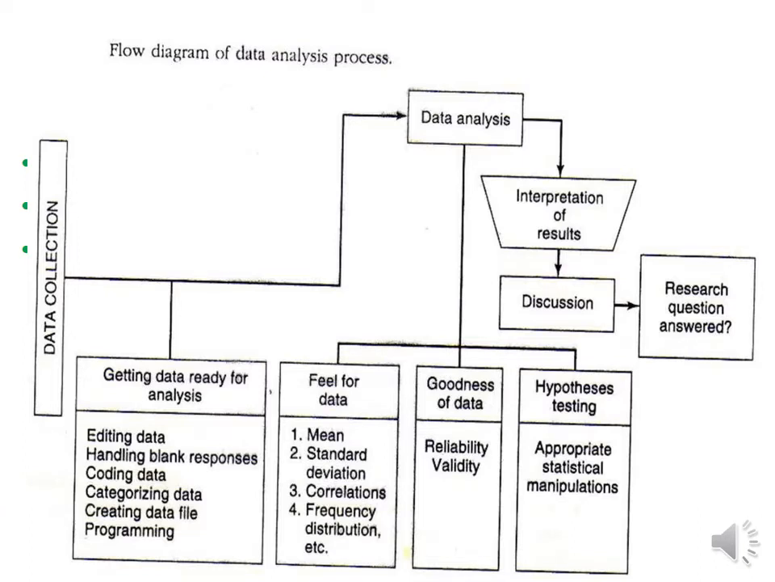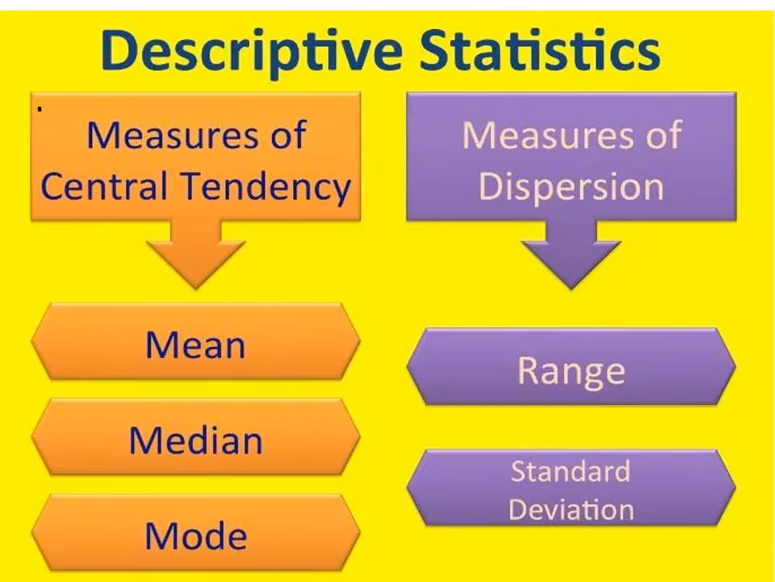You can see here a diagram regarding the data analysis process, and the data analysis process is basically feel for data, goodness of data, and hypothesis testing. Today we are going to discuss central tendencies and dispersions regarding our data.